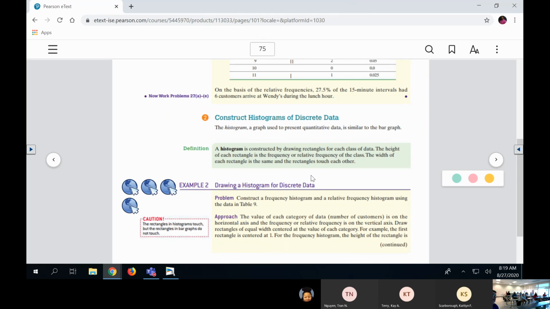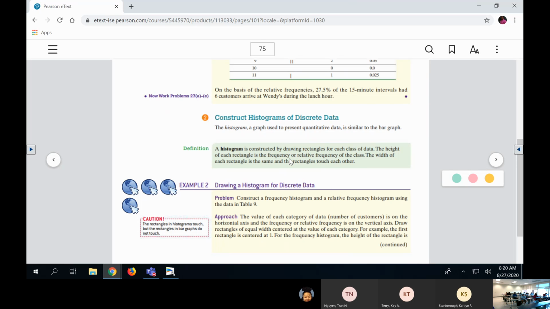There we go, histogram. A histogram, don't write all that. A histogram is a bar chart where the bars touch each other. Yep, that's right. The difference between a bar chart and a histogram is the bars touch each other.